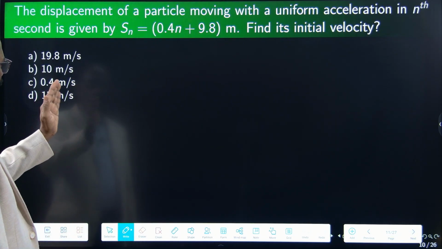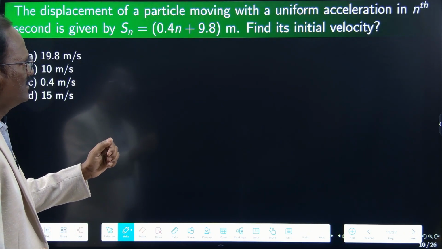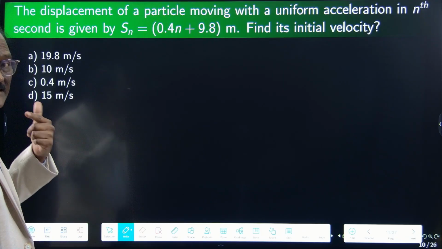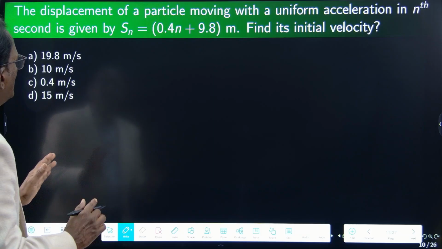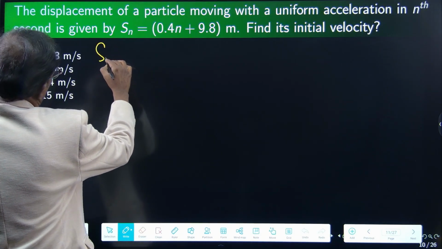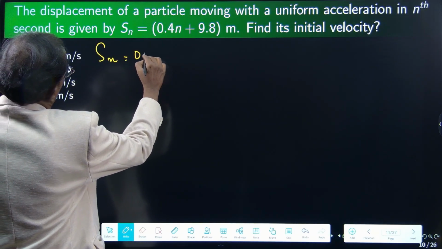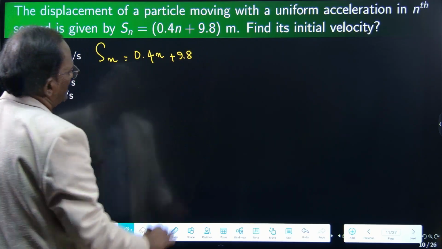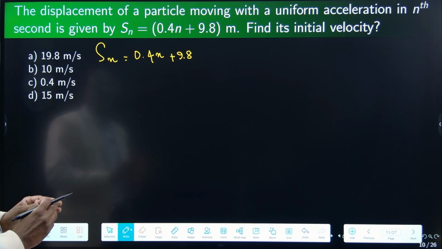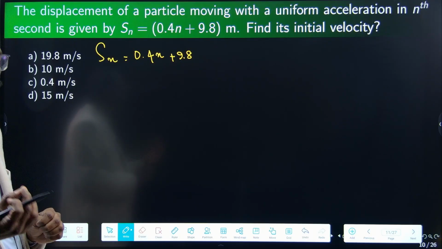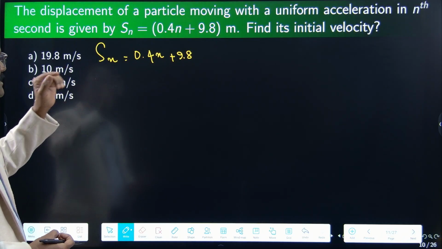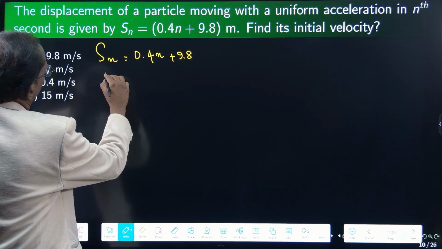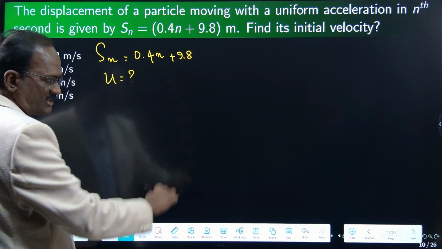Next question: the displacement of a particle moving with a uniform acceleration in the nth second is given by Sn = 0.4n + 9.8 meter. In the nth second, we don't know n is equal to what. Nth second, this is the relation. Find its initial velocity. U is equal to what?